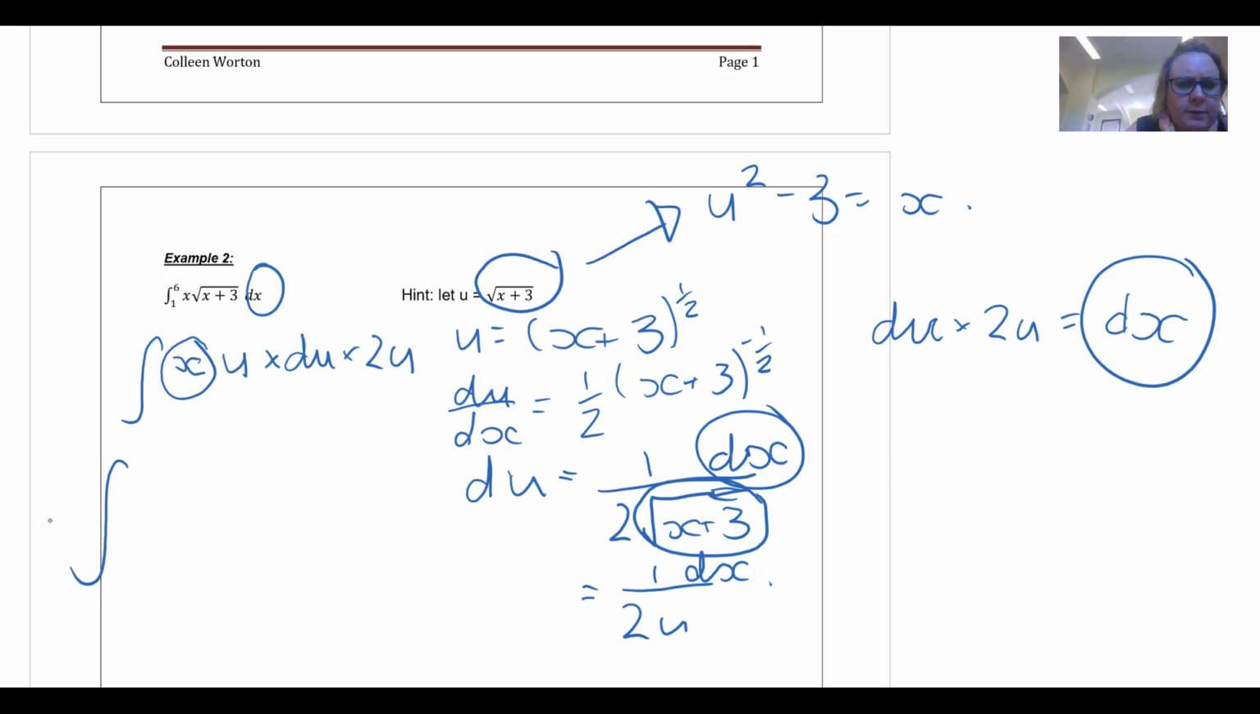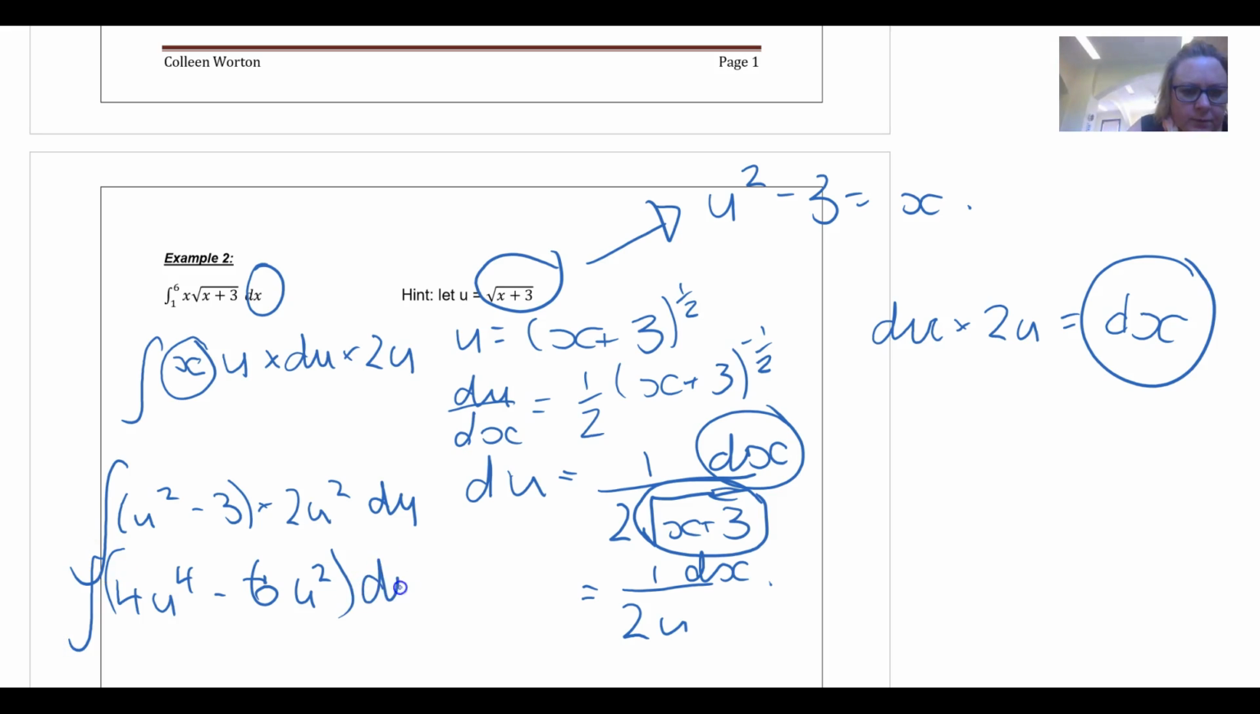It's a bit messy for a second example. Sorry about that. I've got x, which is u squared minus 3, times 2u squared du. So I've got 4u to the 4 minus 6u squared du. Now, if x is 6, u is 3, by subbing it into here. And if x is 1, u is 2.